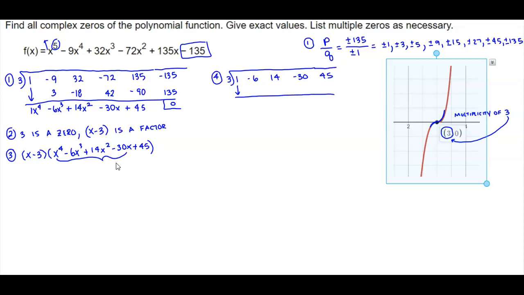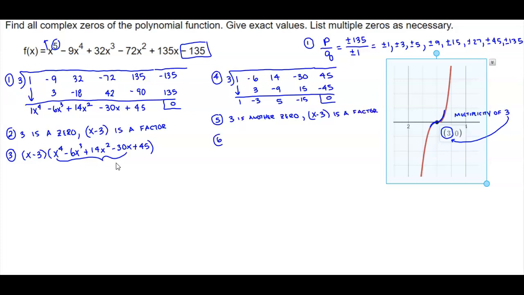We're going to bring down the 1. 3 times 1 is 3. Negative 6 plus 3 is negative 3. 3 times negative 3 is negative 9. 14 minus 9 is positive 5. 3 times 5 is 15. Negative 30 plus 15 is negative 15. 3 times negative 15 is negative 45, which gives us 0. So again here, we know that 3 is another 0. So therefore, x minus 3 is another factor.